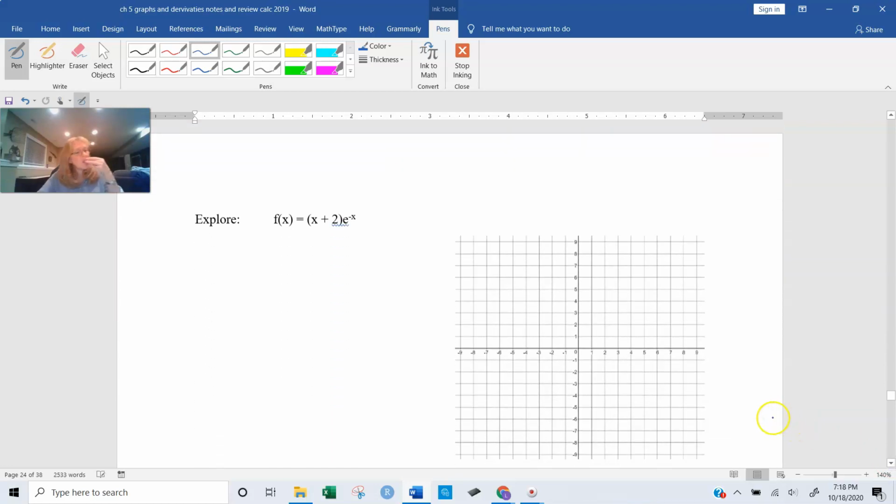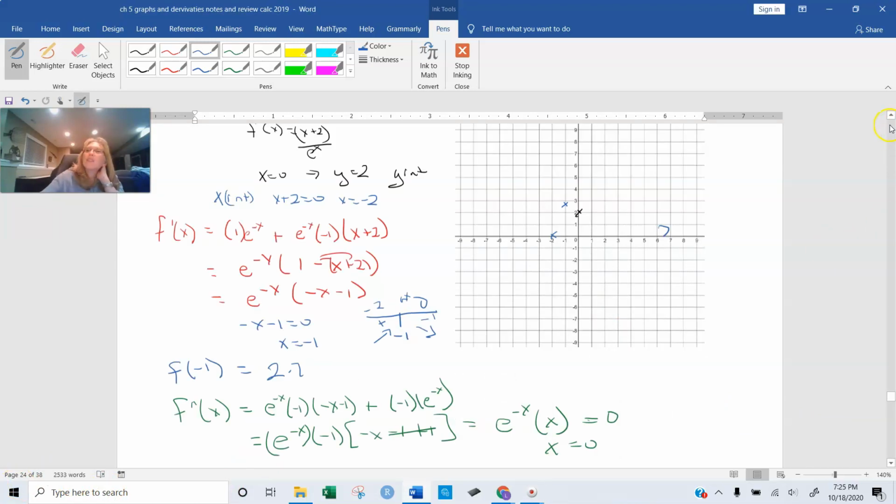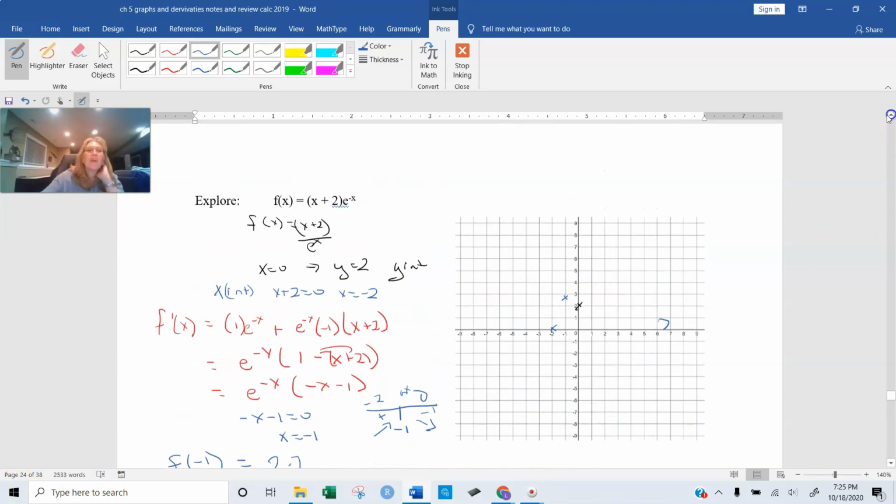All right, your turn. Let's see how you do. Pause and give it a shot. All right, again, this is a really fun graph. I hope you had fun with it.